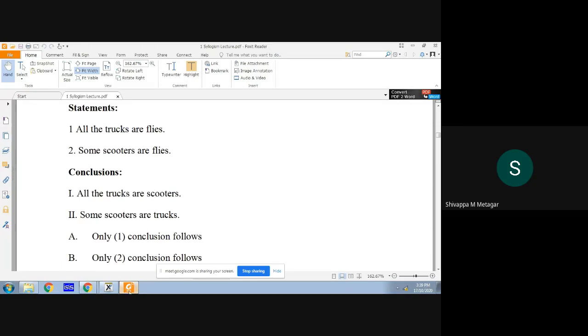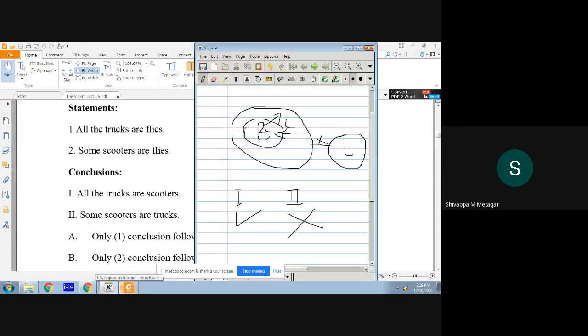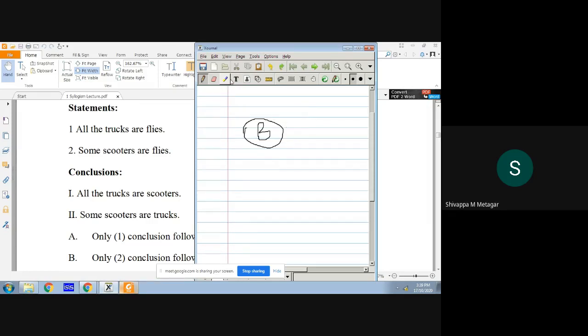Okay. Now can you solve this statement and can you send me the answer in the chat box? I will wait for 1 minute. Just I will take 1 minute. I will give 1 minute and then you can solve that question and send me the answer in the chat box.